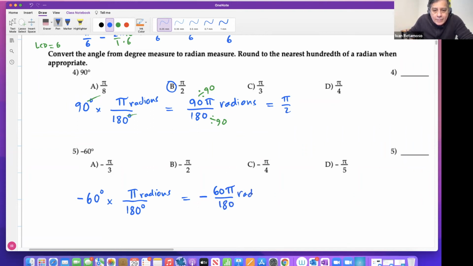Remember, I can drop this radians. It's a mathematical agreement; it is understood that what I get is in radians. Now let's simplify. I'm going to divide numerator and denominator by 60. So I get 1, and I don't have to write a 1. This is pi over 3. Minus pi over 3, which is this one.